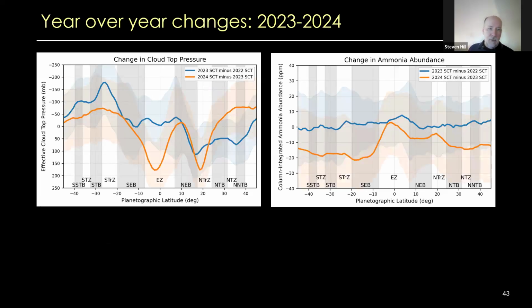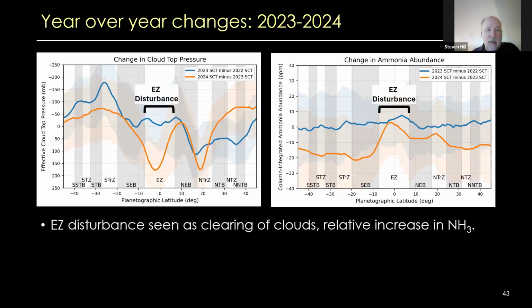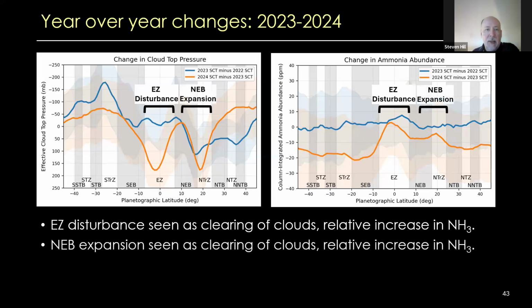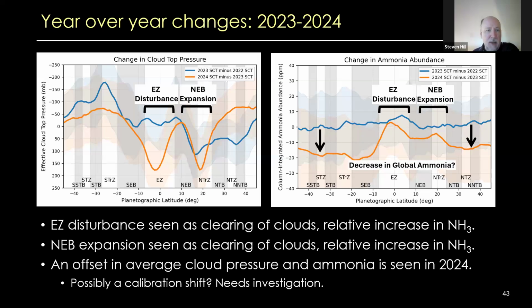If we look at the differences between 2023 and 2024, ignoring the blue curve for now, because that's a prior year that has some noise in it, but if we look at the orange curve, what we find is the equatorial zone disturbance is really dramatic. It's a clearing of clouds, a lowering of the effective depth of the top clouds by at least 200 millibars. We also see a localized increase in ammonia there. Same thing for the north equatorial belt expansion. And the offset, as I said, might be due to a calibration shift, and that needs some investigation.